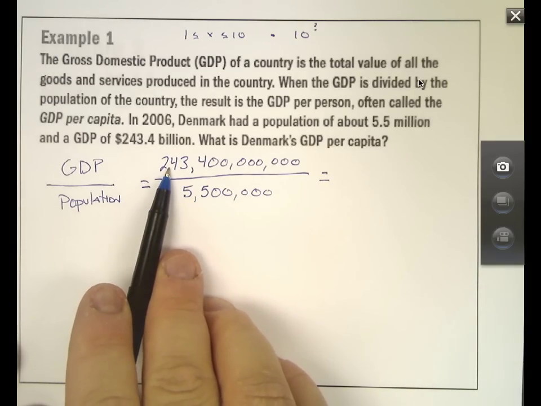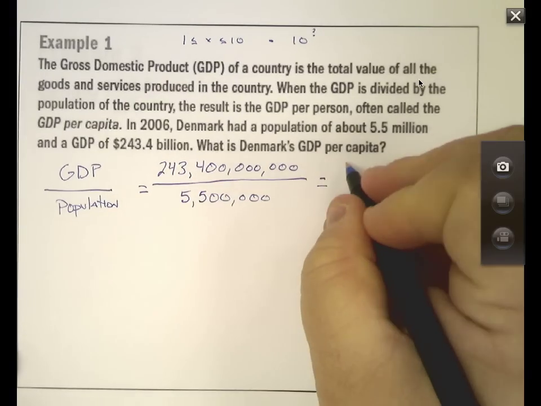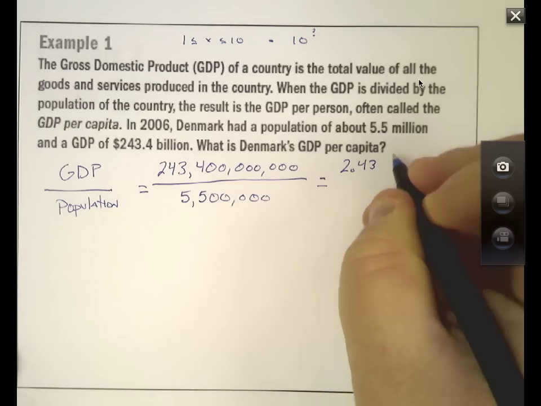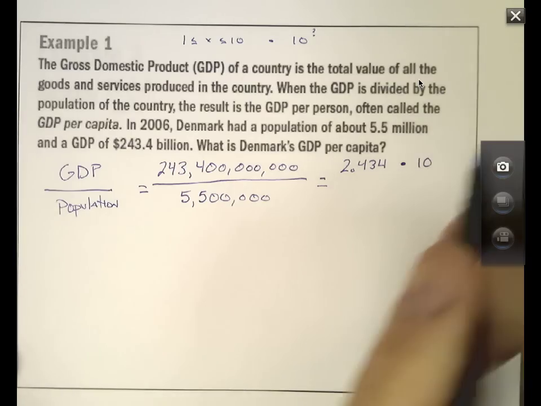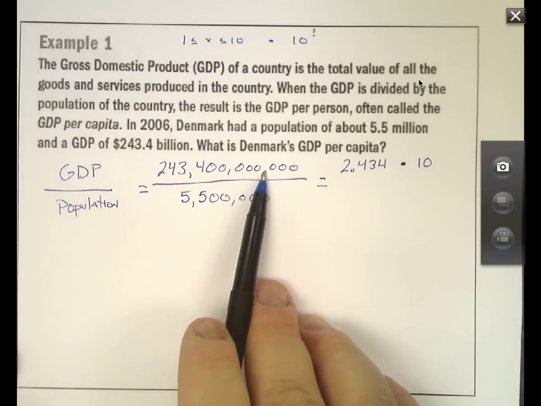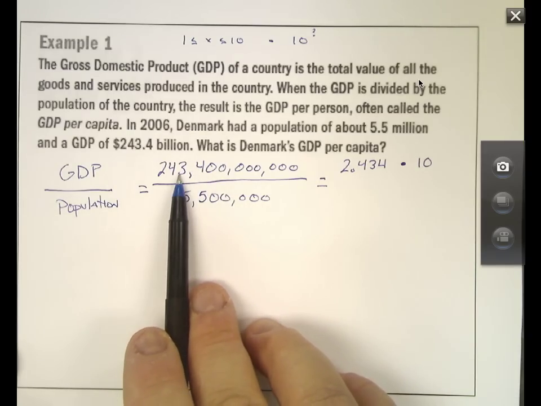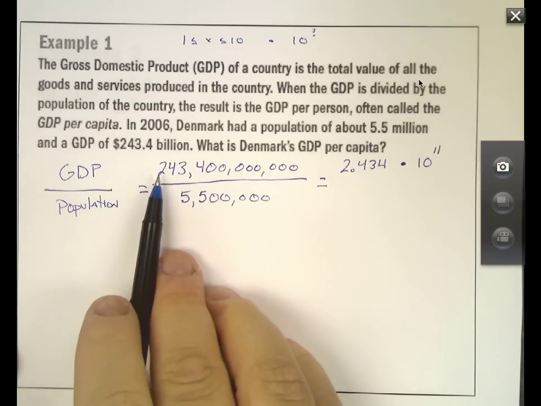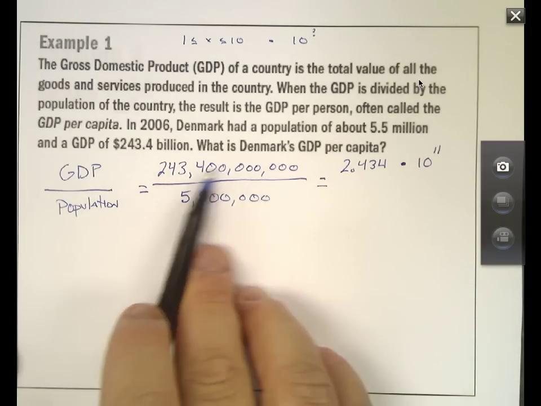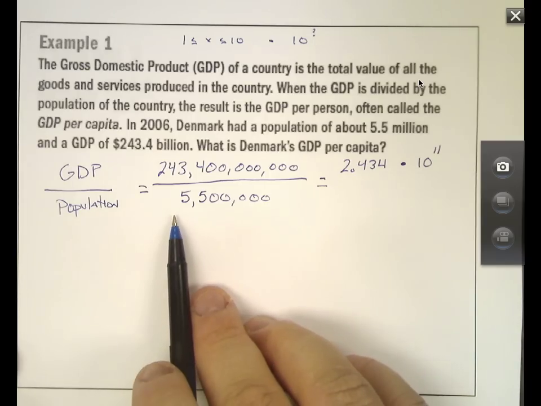Now, how do I get this number in between 1 and 10? Well, if I put a decimal point right here, 2.434 is going to be a number in between 1 and 10. So I'm going to write 2.434 times 10 to the, well, there's 3 places, 6 places, 9 places, 10, 11th place. How do I know it's positive? 243.4 billion is a very big number, so this exponent is positive.